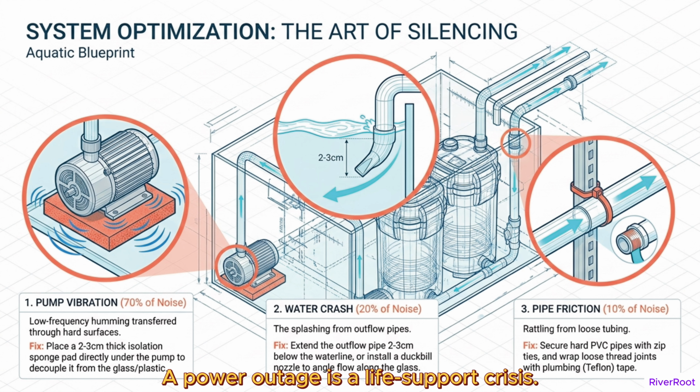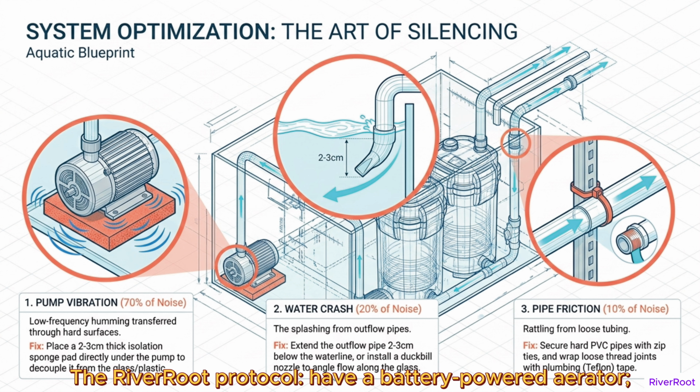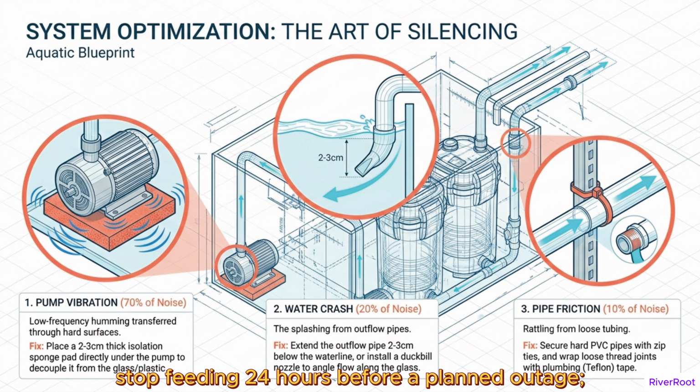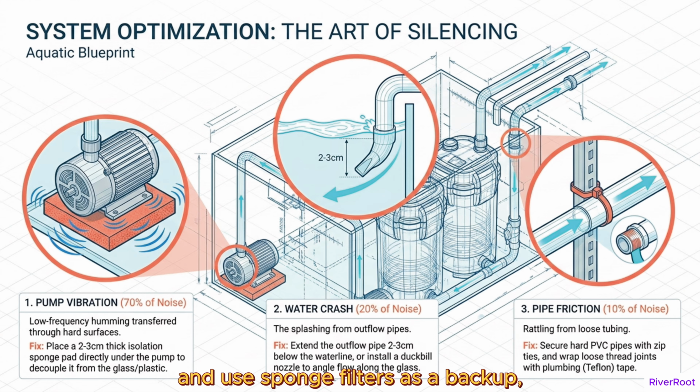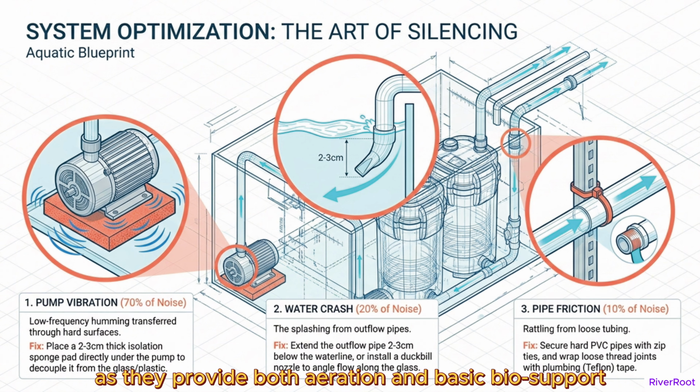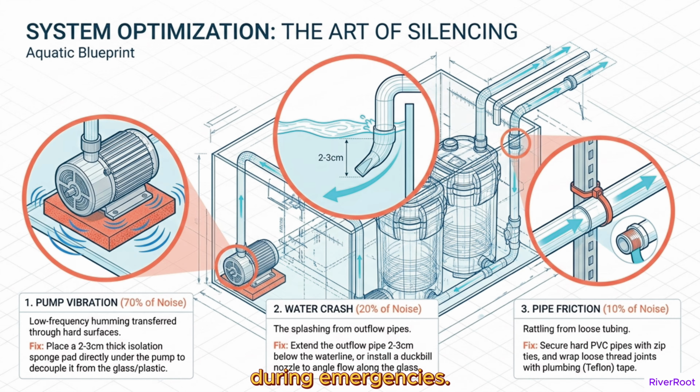A power outage is a life support crisis. Without circulation, oxygen is depleted rapidly and the biofilm begins to die within 6 hours. The RiverRoot protocol: have a battery-powered aerator. Stop feeding 24 hours before a planned outage. And use sponge filters as a backup, as they provide both aeration and basic bio-support during emergencies.